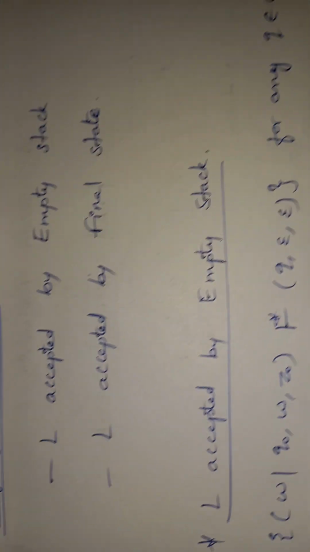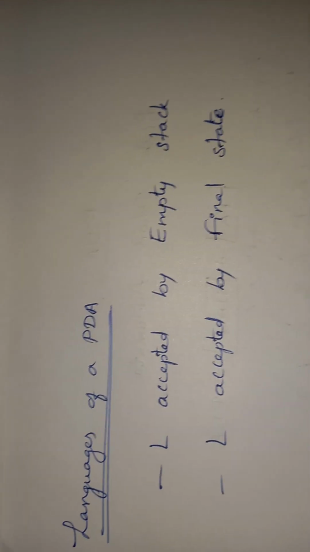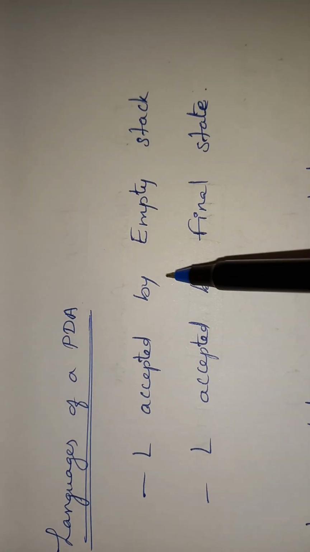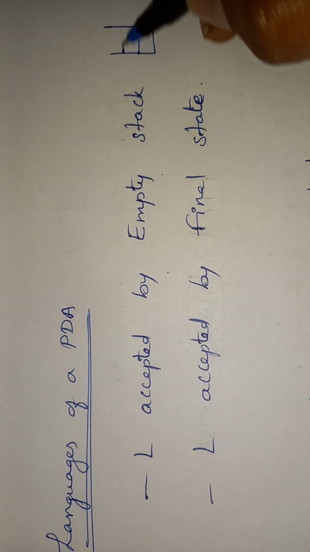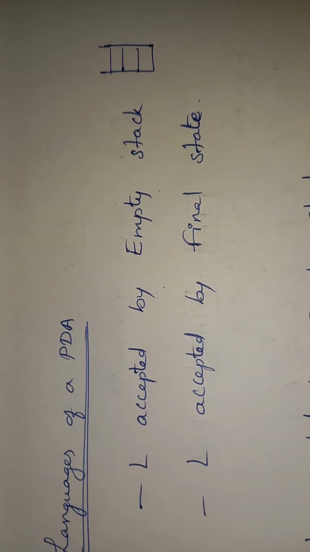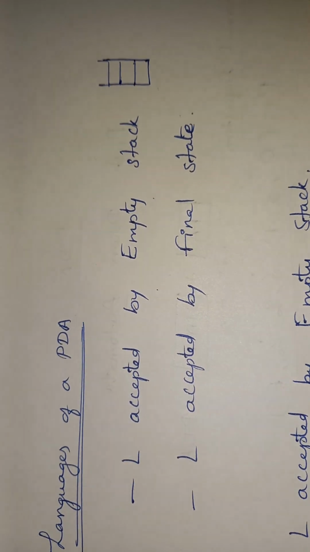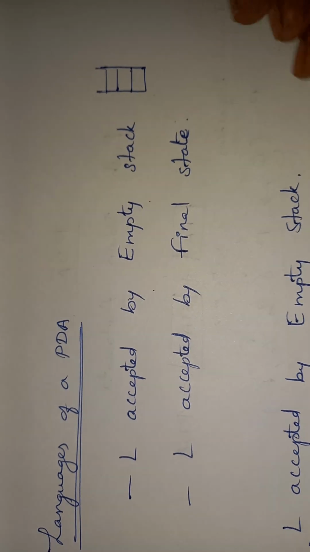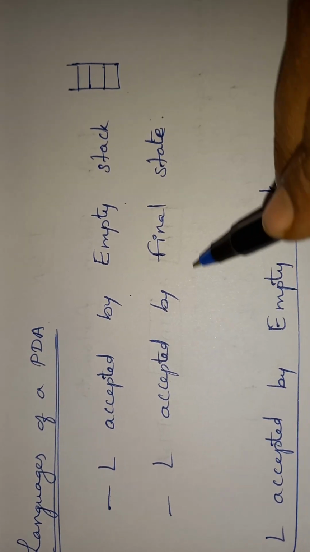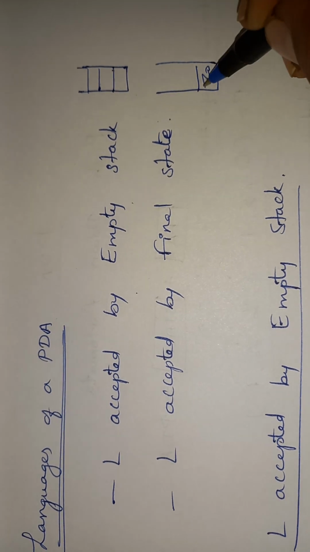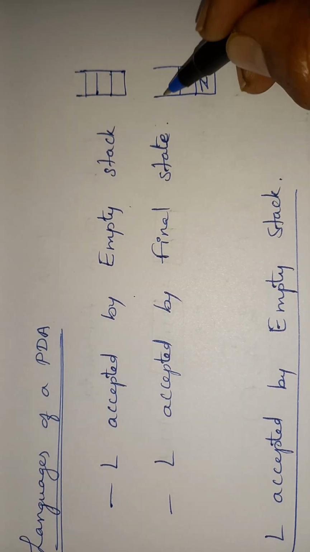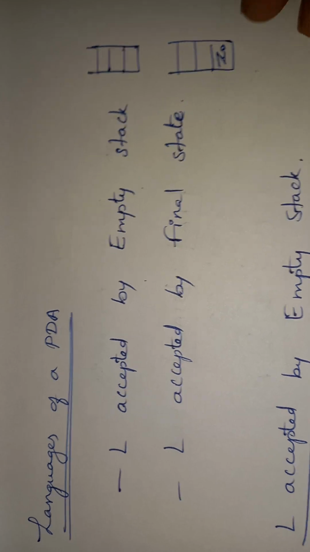So the next one is language acceptance by the PDA. There are two types. One is language accepted by the empty stack. That means the complete stack of the PDA is empty, not even the symbol Z0 is present. Now, when we say that the language is accepted by the final state, then Z0 will be present and the machine has reached the final state, right?